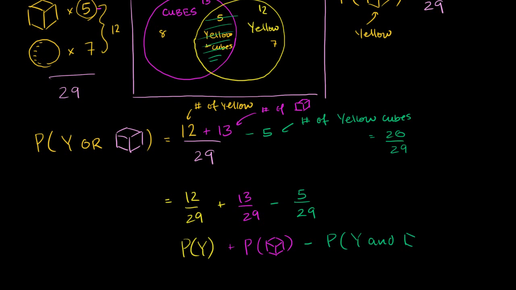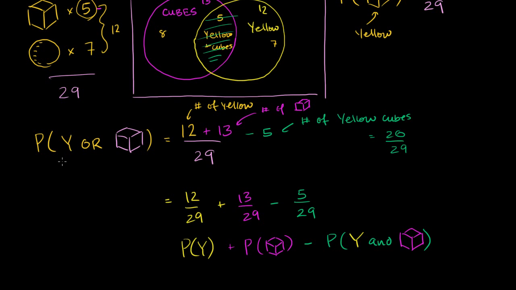And let me write it that way. Minus the probability of yellow, I'll write yellow in yellow, and getting a cube. And so what we've just done here, and you could play with the numbers I just used as an example right here to make things a little bit concrete, but you can see this is a generalizable thing.